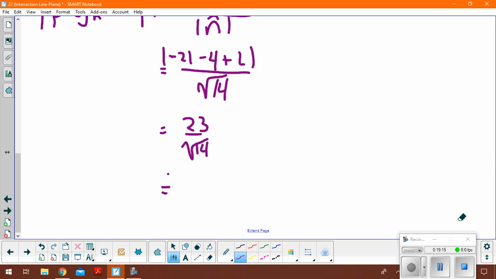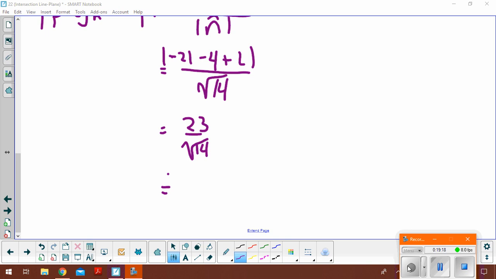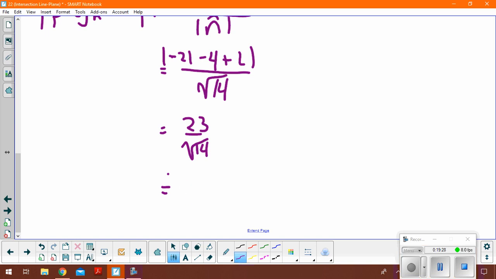And let's get an actual number for that. Although I shouldn't say that, this is a number, 23 over root 14. But the decimal equivalent of that is about 6.15. So that is the distance from the line to the plane. That's how far apart they would be.